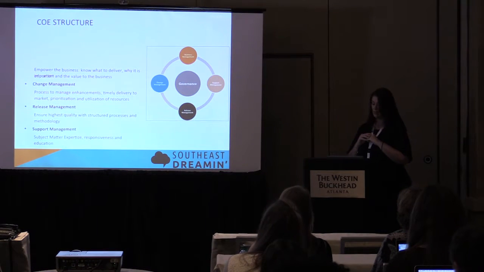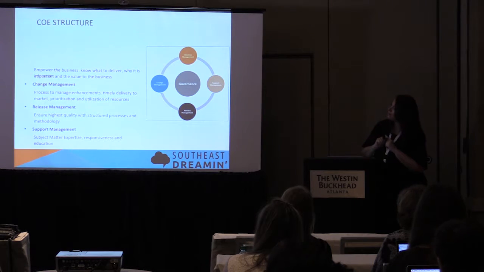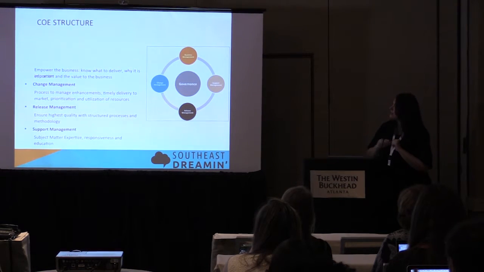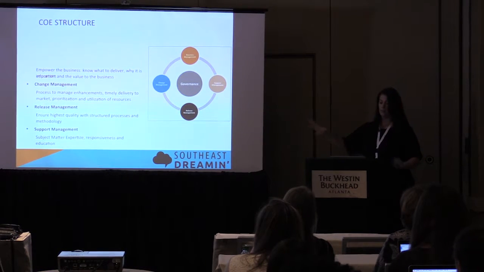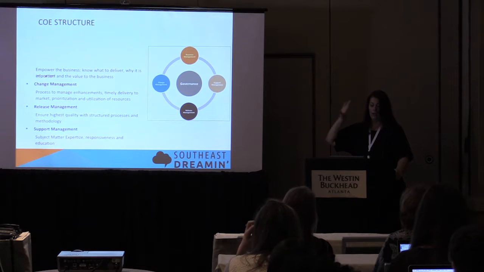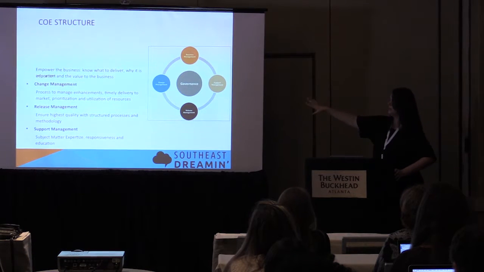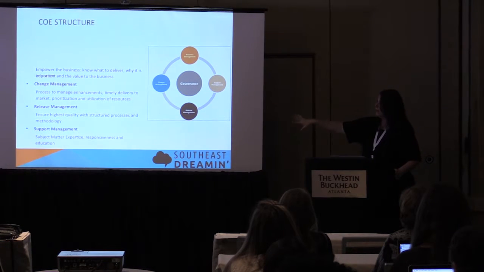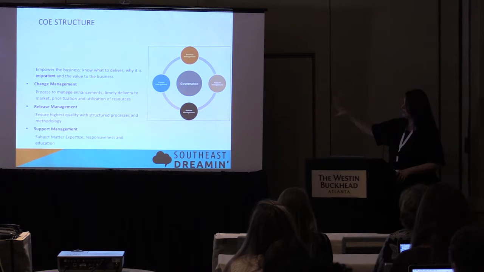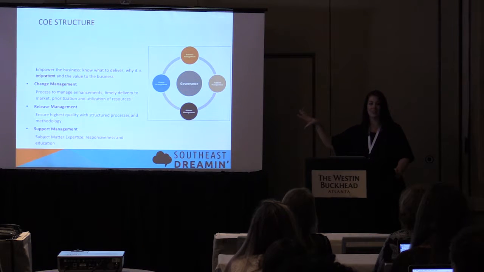So I decided that something got erased off the top of my slide, but that should say governance. So that was my model, with governance sitting in the middle, because I wanted to be able to empower the business. I also wanted to have that change management process to manage the enhancements, the delivery, everything that we needed, the prioritization of resources. I also wanted to be able to manage the releases, have that subject matter expertise, because I was still responsible for training as well.